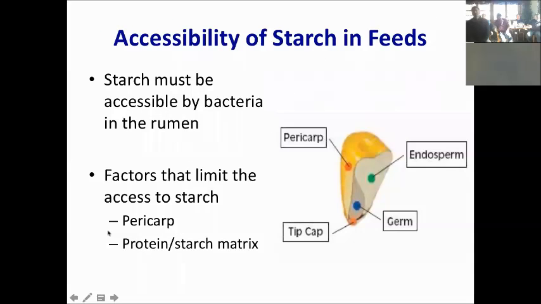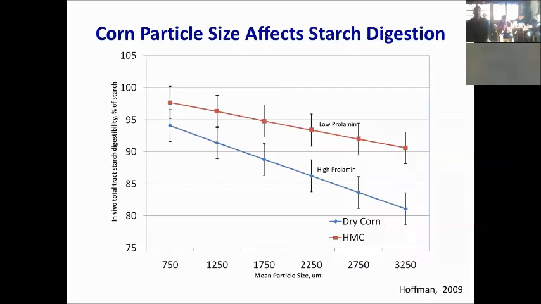So first, starch has to be accessible, and the pericarp here is surrounding the endosperm and the germ where most of the starch is and the protein matrix. If we can't break through this, we're not going to be able to get our bugs and our enzymes there. So first things first, break that pericarp down so we can access the starch. Next, particle size. This is some data from Pat Hoffman.